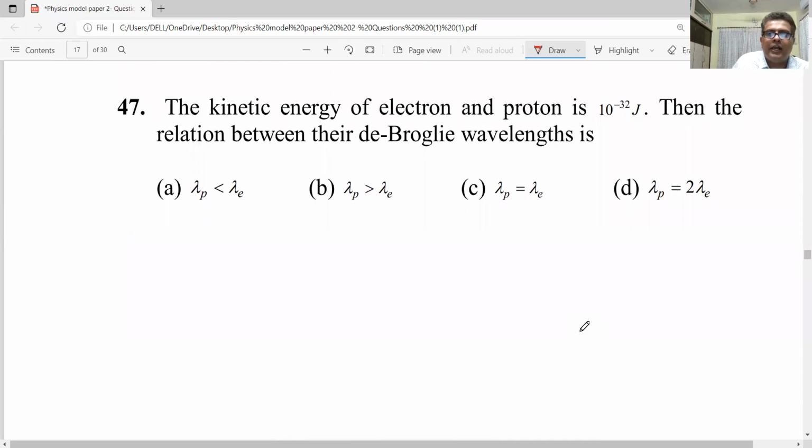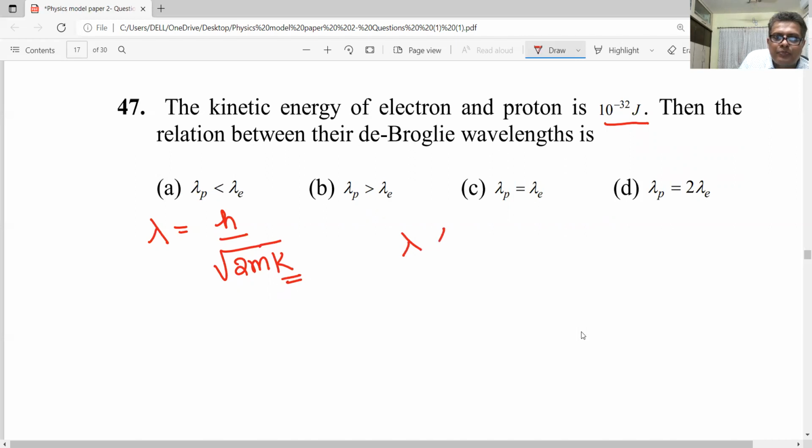Kinetic energy of the electron and the proton is the same, which is 10 to the power minus 32 joule, right? Then the relation between their de Broglie wavelengths, let us get this clearly. Kinetic energy is the same. Lambda is equal to h divided by root of 2mK. The moment you say kinetic energy is the same, lambda is proportional to 1 by root m.